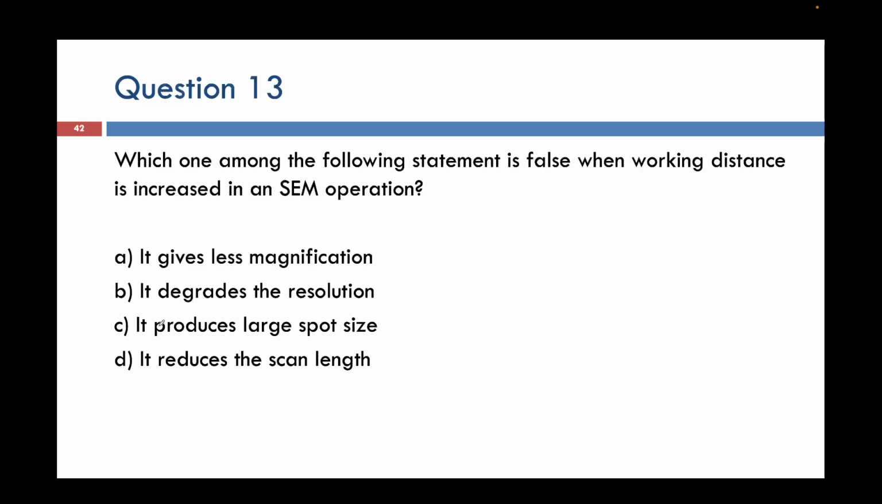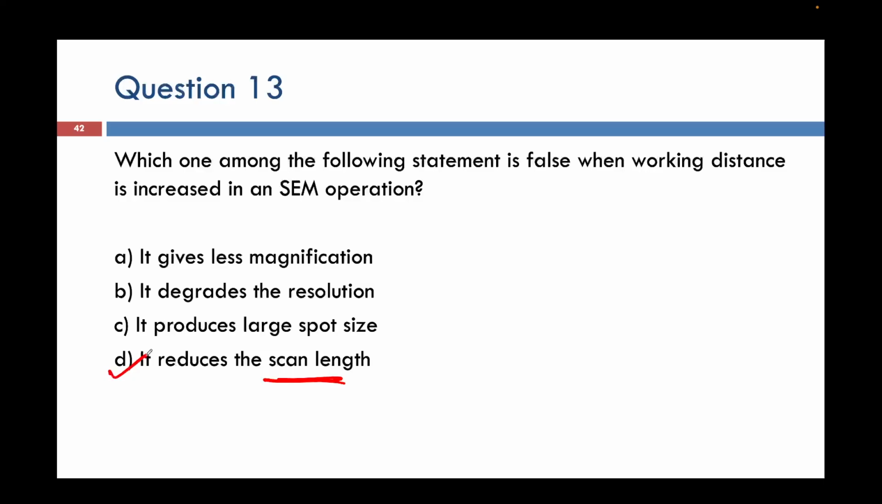Then, which one among the statements is false when working distance is increased? When working distance is increased, what will happen? It gives less magnification, degrades the resolution, produces large spot size, reduces the scan length. You remember the scan length I have told, so you can try to draw the diagram and see. I have drawn the scan length in terms of a tilted specimen, right? So the answer I am telling is D. D is the false one.